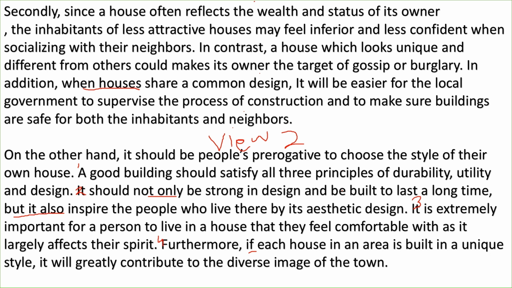So you need to write in complex and compound sentences to get band 7 in IELTS writing. Otherwise, you will be stuck on 6.5. So, guys, that's how we write a discussion essay.